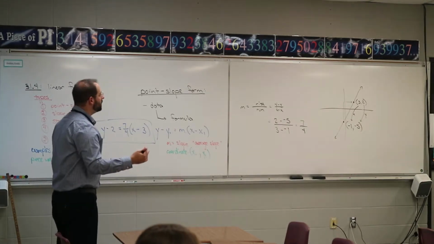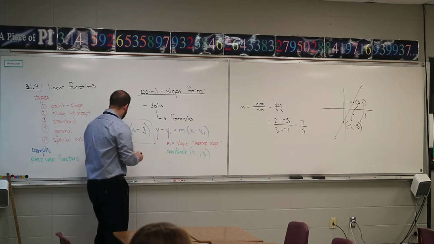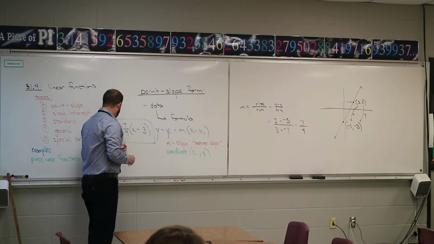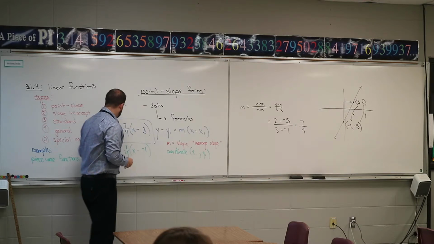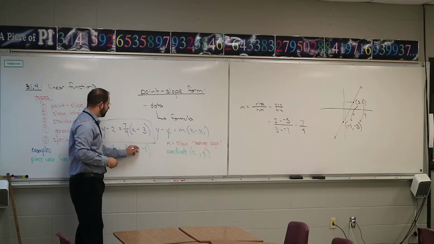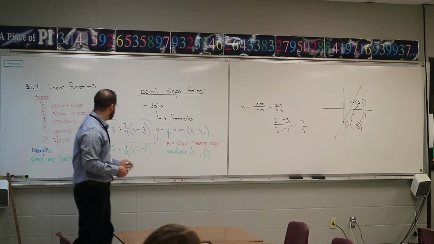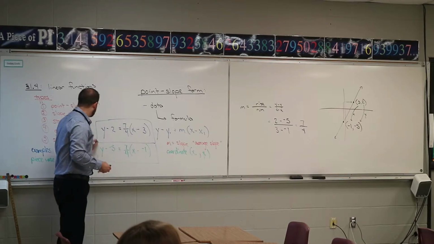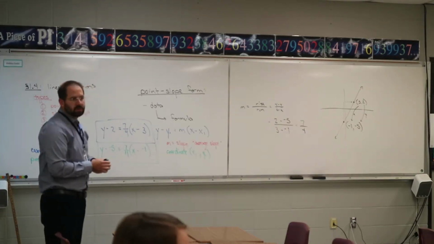If you chose to use the -1, -5, you're fine. You would have had the exact same formula, 7/4. You would have just subtracted the -1, and you would have just subtracted the -5. And so this would have actually turned out to be +1 and +5. That's how you work it. It's still the same answer. In fact, I'll give you points for either one of these. They represent the same line. Questions on point slope form?